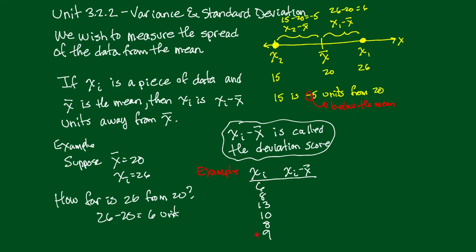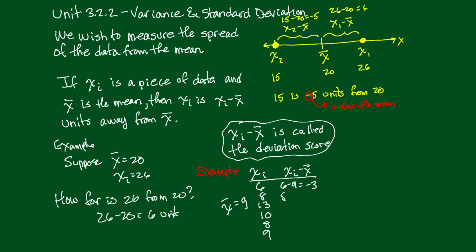Now, if you wanted to find the mean, what would you do? You're going to add all these up and then divide by 6. If you do that, it turns out that x bar equals 9. You can try that. Now, how far is each one of these scores from 9? Let's just do this. It's 6 minus 9, negative 3. So that says that the 6 is 3 units below the mean, because of the negative.